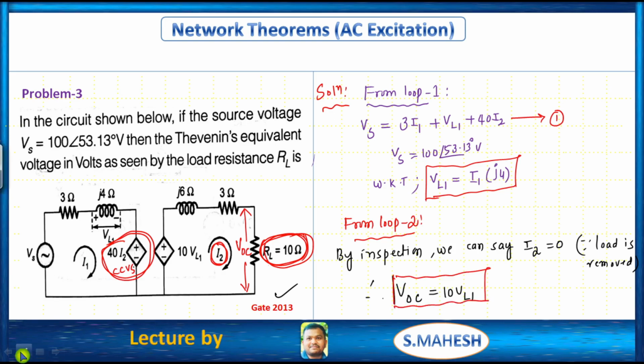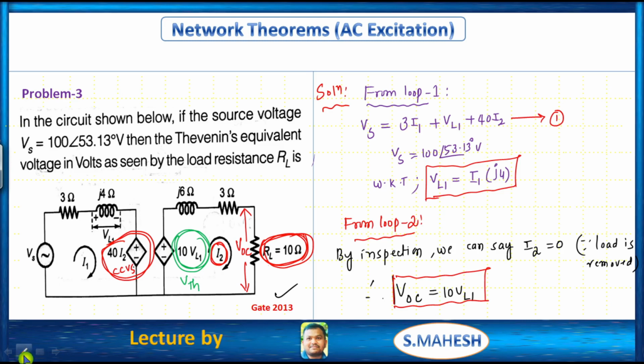If we calculate the Thevenin's equivalent circuit between these two open circuit terminals, after removing this load resistance, the total voltage which appears between these two terminals is 10 VL1. This 10 VL1 is VTH. By inspection the Thevenin's voltage is 10 VL1, because when it is open circuited the current through the branch, I2, is equal to 0.